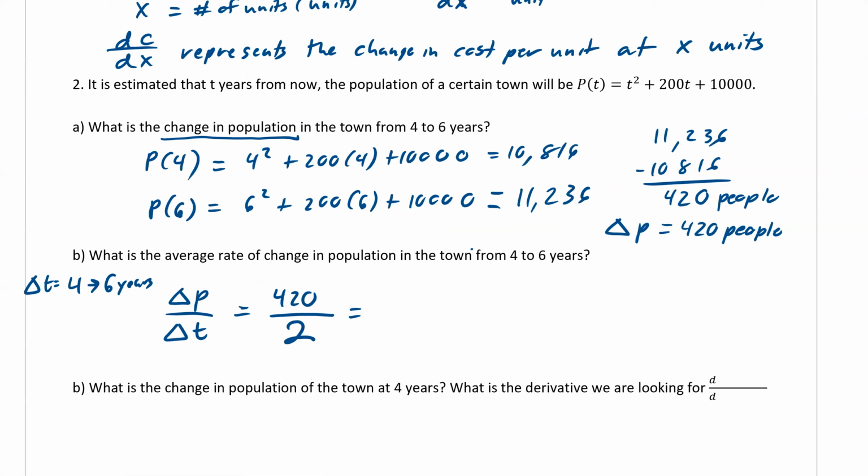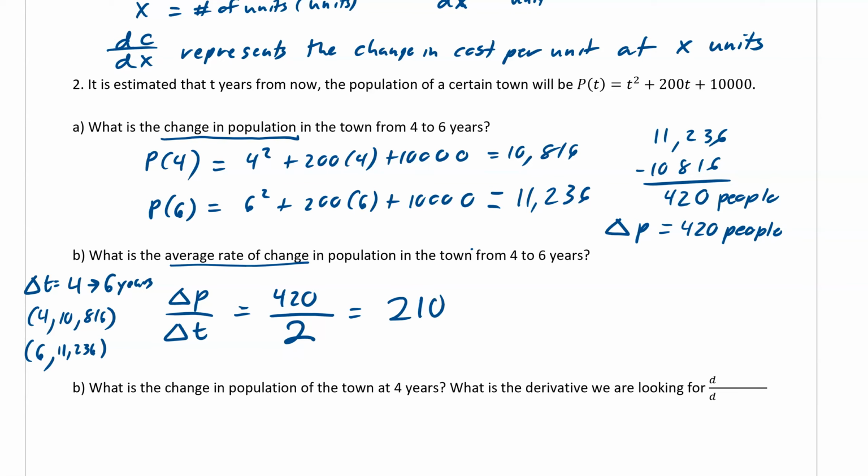That's all it is. When they ask for an average rate of change, they want the slope between those 2 points. So for 4, we got 10,816. And for 6, we got 11,236. So if you find the slope, you find the average rate of change. So it's 210.